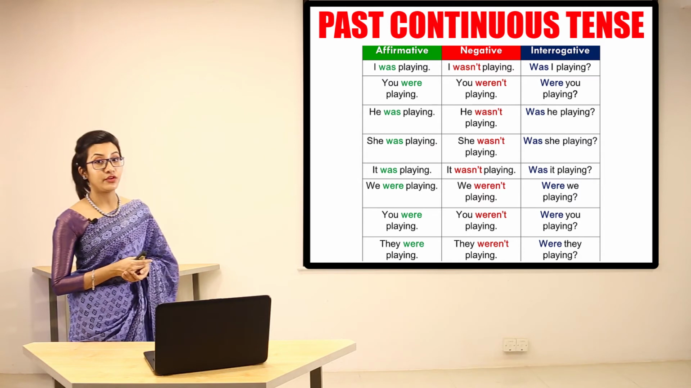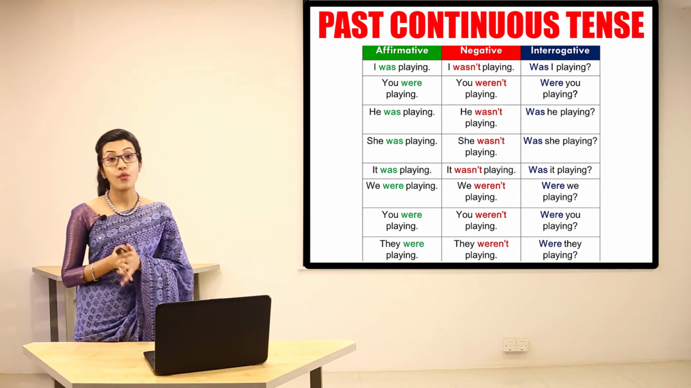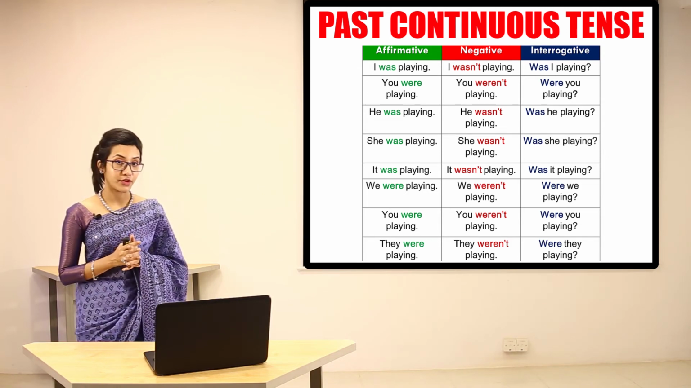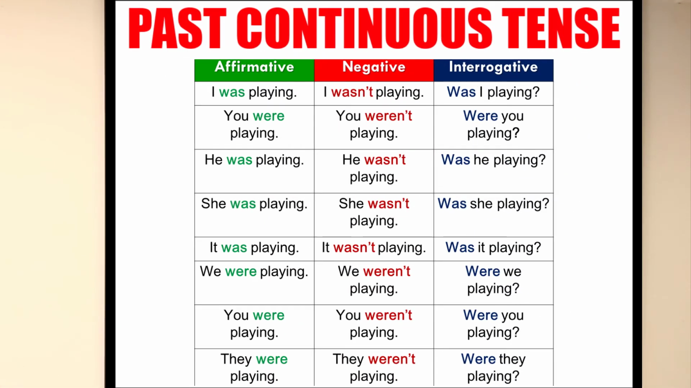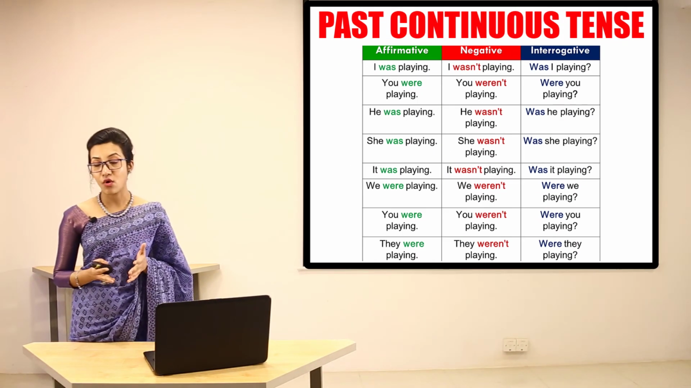The second example, you were playing. Here, why have we used were? Because we know that you always takes were as the verb or are as the verb. It always takes a plural verb. The third one, he was playing, she was playing, it was playing, we were playing, you were playing and they were playing. In all these cases, what can we see in common?